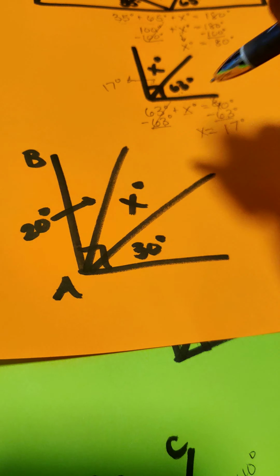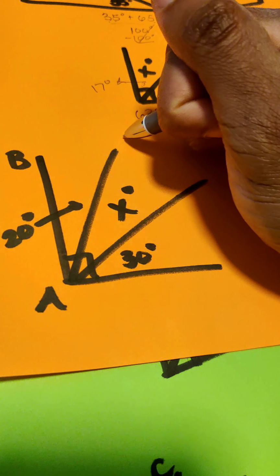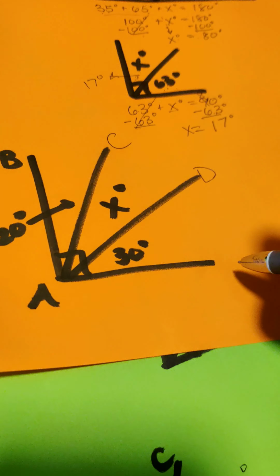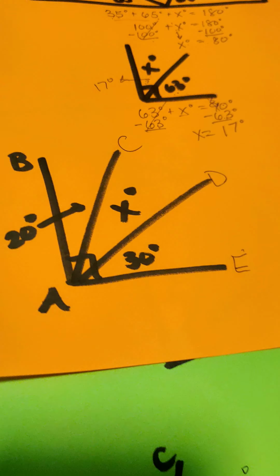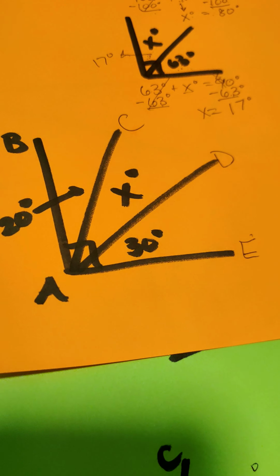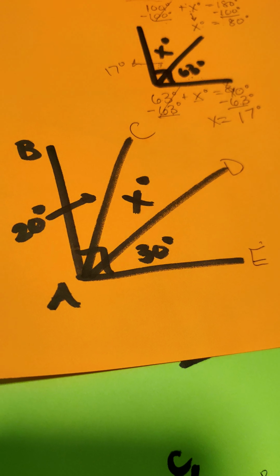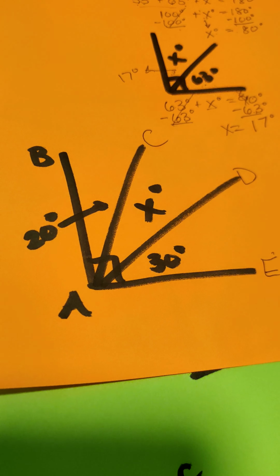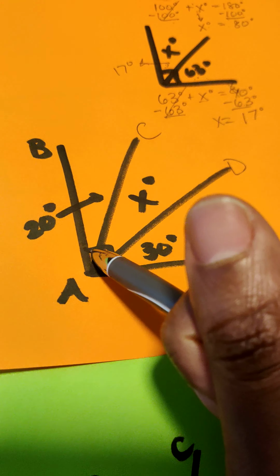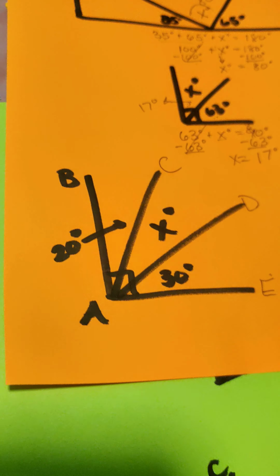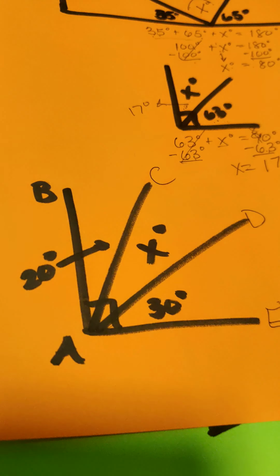I don't think I finished labeling the sides. We'll call this C, D, and E. So ask yourself real quick, what kind of angle is it? Is it a right angle? Is it obtuse? Is it acute? Is it straight? Is it reflex? This box in here tells you what it is. It tells you that it's 90.